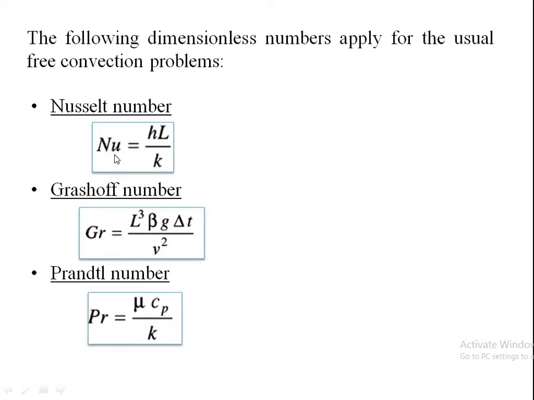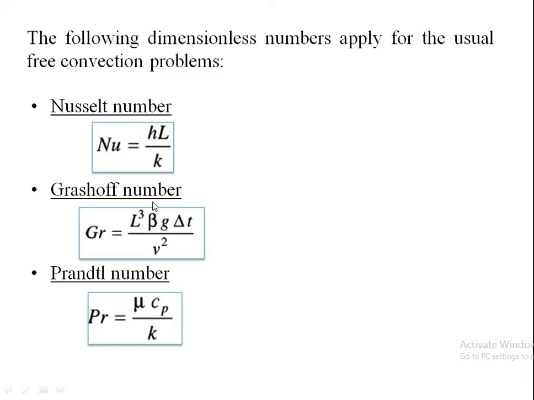We have also seen the significance of the Nusselt number. It signifies the enhancement of heat transfer because of convection. If the Nusselt number is equal to 1, then the heat transfer happens because of conduction only. And if the Nusselt number is greater than 1, then heat transfer by convection dominates over heat transfer by conduction. Then the second number is the Grashof number.